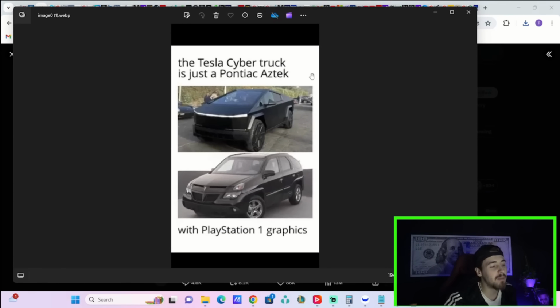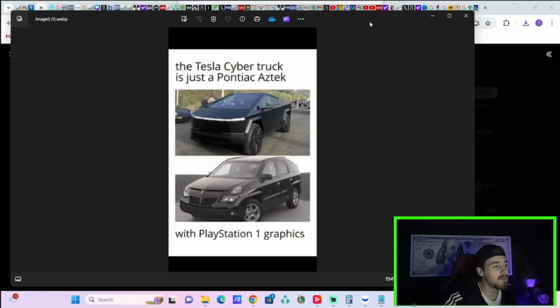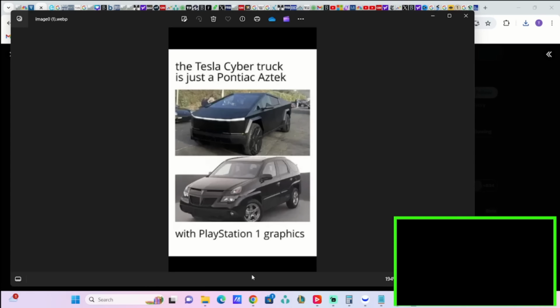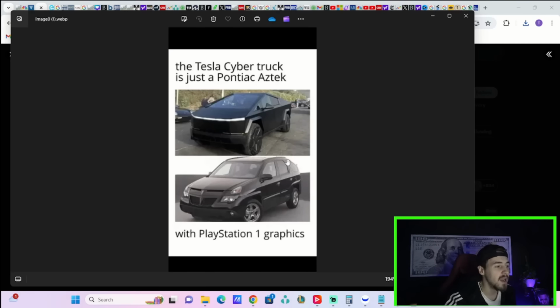This is a meme that I screenshotted from my phone today of the Cybertruck. This thing had over 100,000 different reactions on the post. It says, the Tesla Cybertruck is just a Pontiac Aztec with PlayStation 1 graphics. Even though people are making fun of it, that's still positive. As they say in The Wolf of Wall Street, all publicity is good publicity.